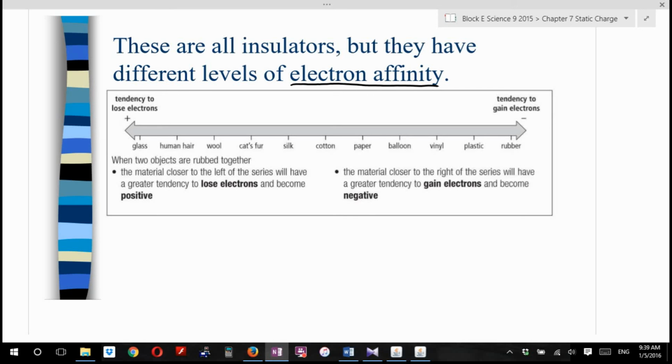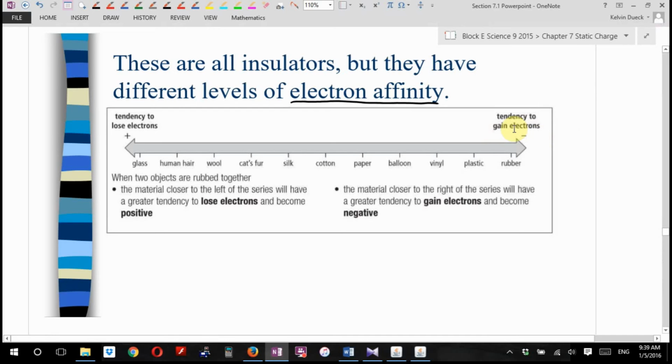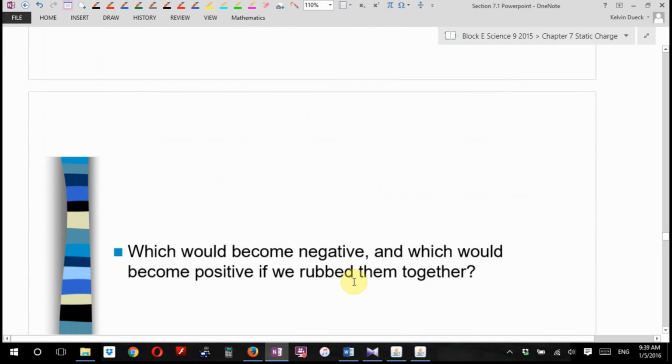But we have on the left-hand side a tendency to lose electrons, and on the right-hand side a tendency to gain electrons. So when two objects are rubbed together, the material closer to the left of this will lose electrons and become positive. The materials on the right-hand side will gain electrons and become negative. So what does that mean? Well, looking at this chart, I think I have questions. Which would become negative?